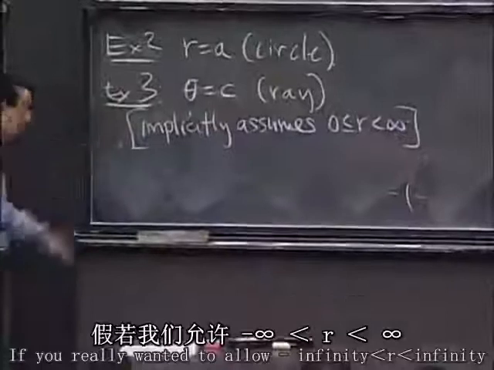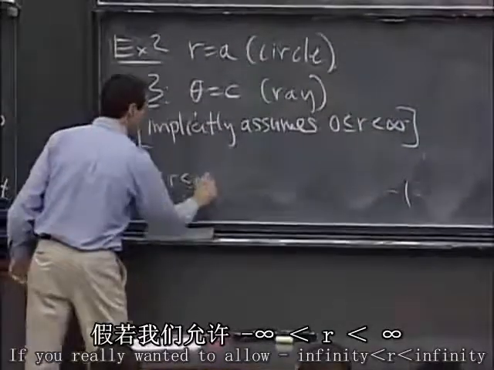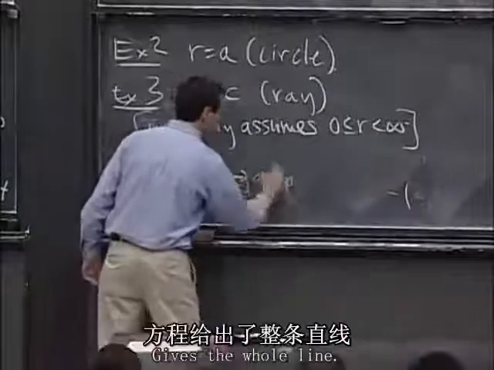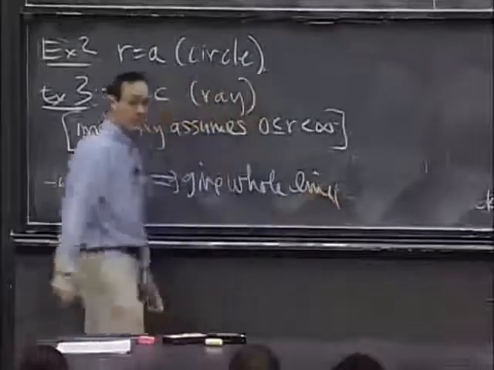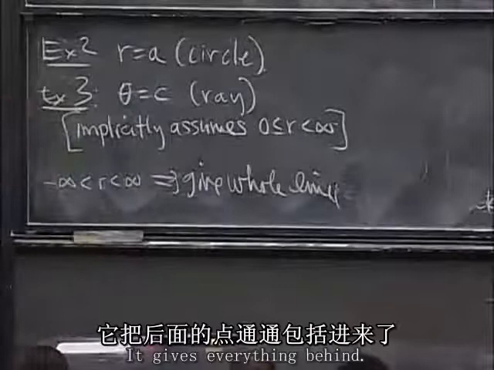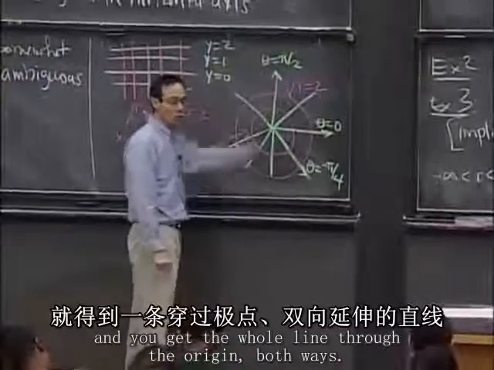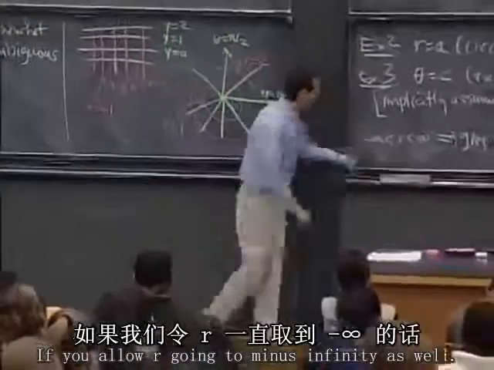If you really wanted to allow minus infinity less than r less than infinity in this example, you would get a line. It gives the whole line. All right? It gives everything behind. So you go out on some ray, you go backwards on that ray, and you get the whole line through the origin, both ways, if you allow r going to minus infinity as well.